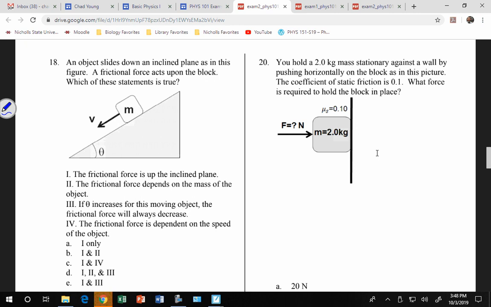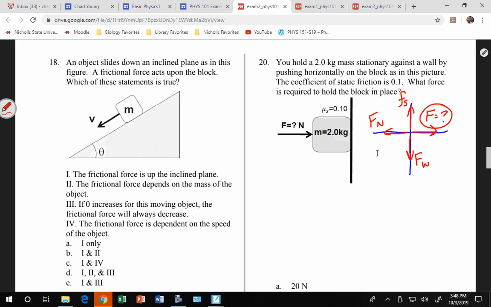So I'm going to draw my free body diagram. I'll have F right here. That's what I want to know. And then I have a normal force that's in this direction. In this direction, I'm going to have the static frictional force. And in this direction, I will have the force weight. And I'm asking, what is F equal to?